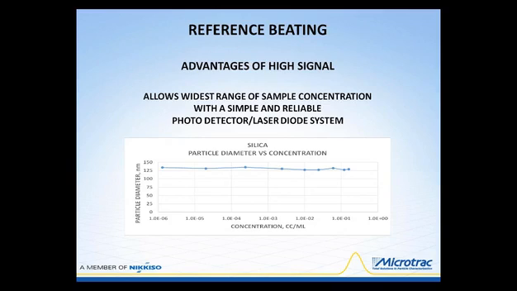The biggest advantage that we've found is that you can, with a simple and reliable photodiode photodetector and laser diode system, cover a very wide range of sample concentration. Shown here is a common 100 nanometer, 125 nanometer silica particle running from a few percent concentration down to part per million concentration, where the measured size is very, very repeatable and constant, independent of the concentration.